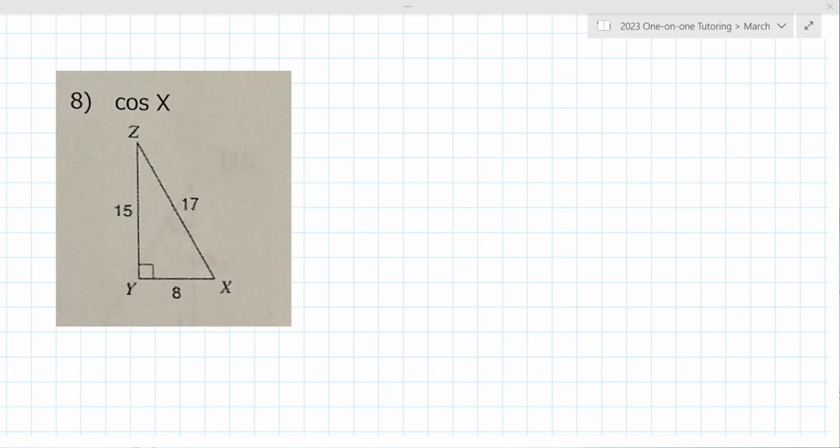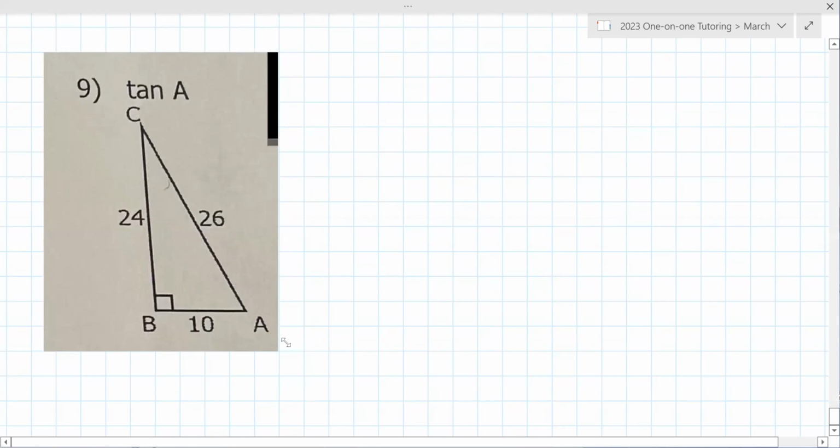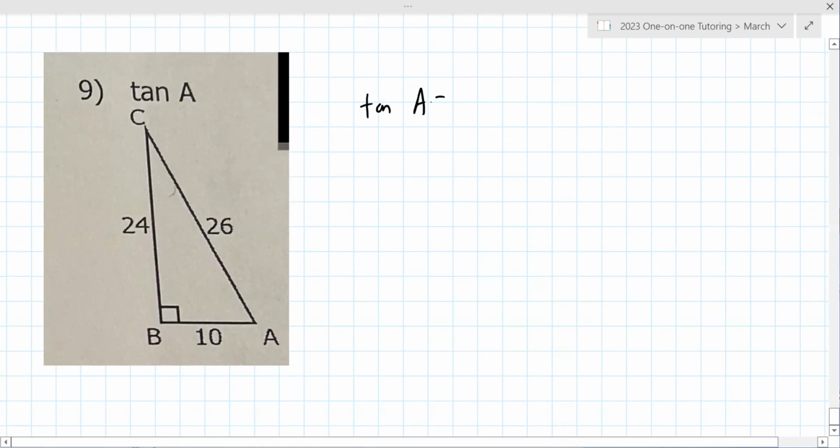That one's just 8 over 17, right? Yes. Okay, so let's do 9 next. Okay, this one's 12 over 5. Yes. All right, so number 10 here, it's got a little nuance to it.